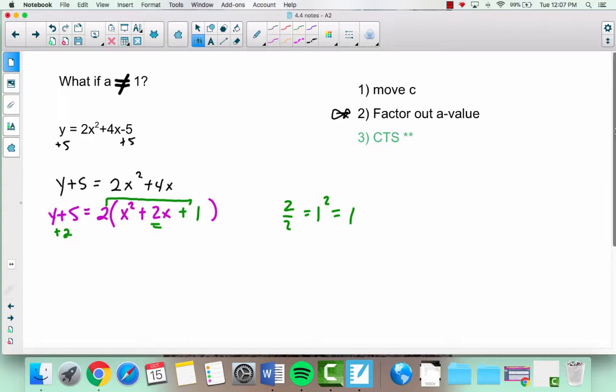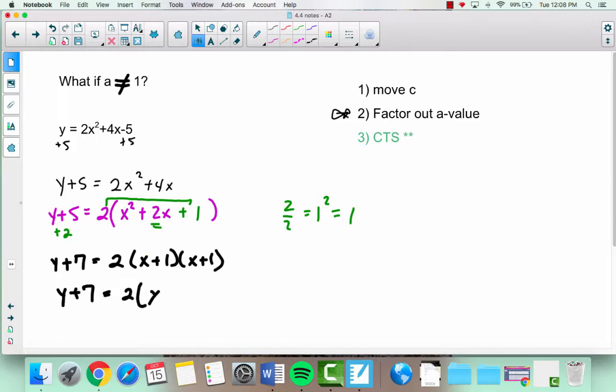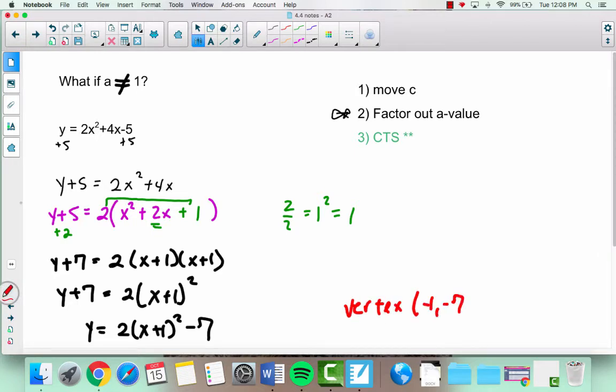And then the rest of the steps are just like we've always done. So I would have y plus 7 equals 2 times, if I factor x squared plus 2x plus 1, I get x plus 1 times x plus 1. Rewrite that. We get 2 times x plus 1 all squared. And then if I'm just converting it into vertex form, then I would subtract the 7 over to the other side. And we'd be done. And then I could say that my vertex would be at the point -1, -7.